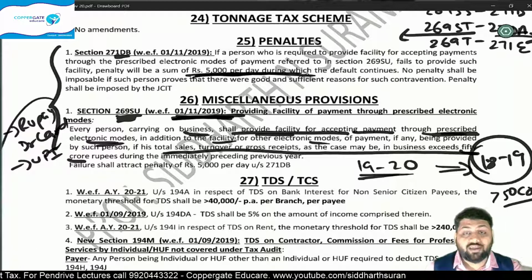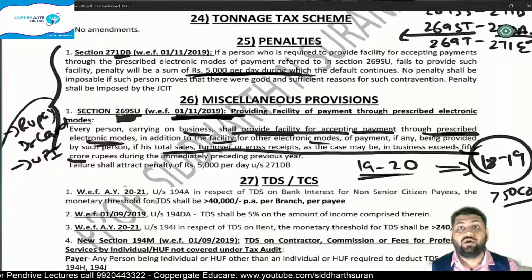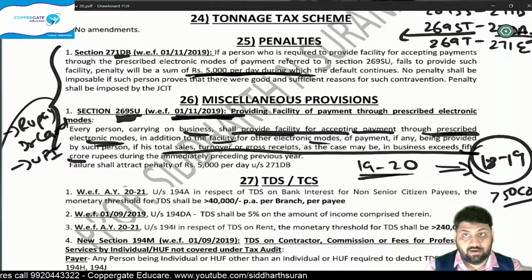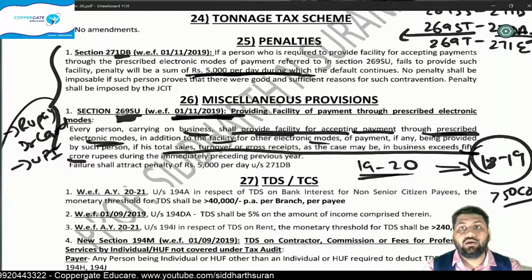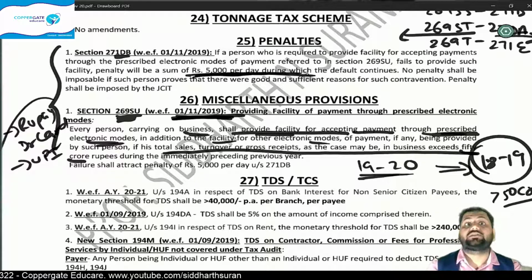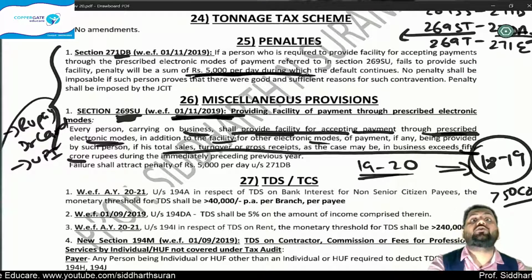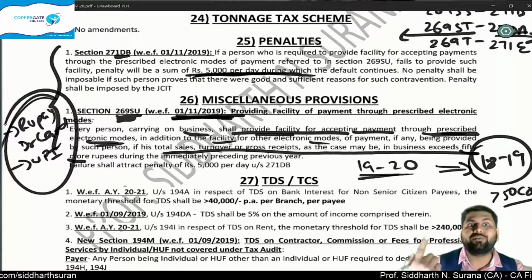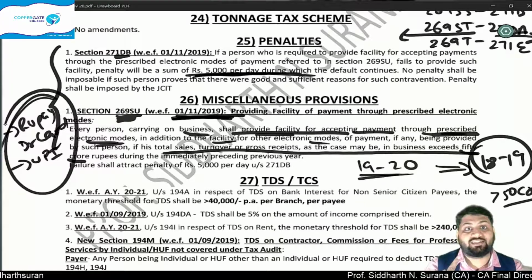So where is the rule given? 269 SU. And if you don't comply with that rule, the penalty will be getting attracted under section 271 DB. So any assessee in business, if last year's turnover exceeded 50 crore, this year you have to provide facility. We don't mean that these are the only allowed modes. No, you can accept cash, but not more than 2 lakh, that is 269 ST, an existing section already.